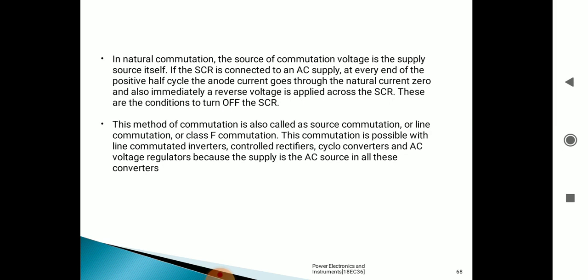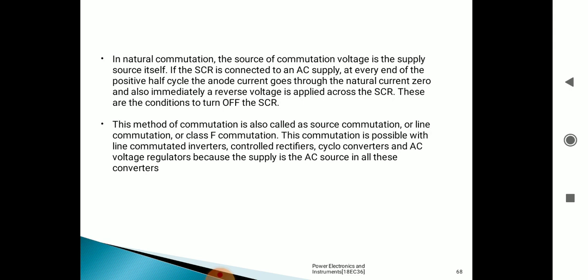Now we study natural commutation. In natural commutation, based on the supply we are saying it is natural commutation. As the name says, there is no need of any external circuit to turn off the SCR. The source itself can turn off the SCR. So if an SCR is connected to AC supply, at every end of the positive half cycle the anode current goes through the natural current zero, and immediately a reverse voltage is applied across the SCR. These are the conditions to turn off the SCR.